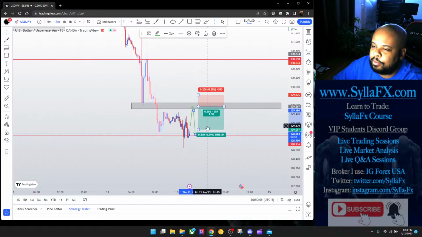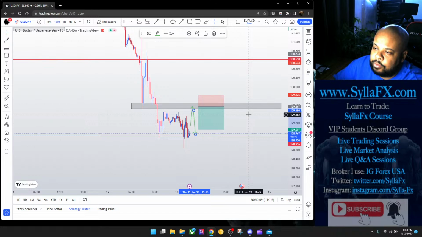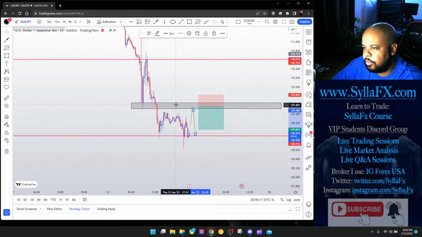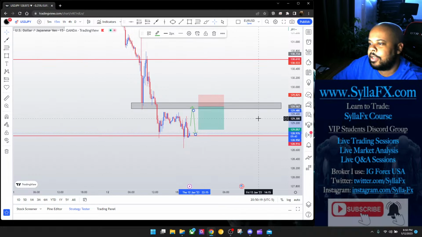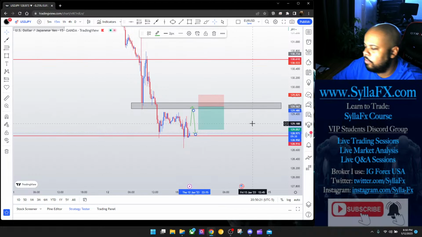So you want to see what price is telling you that it wants to do. Wait for the confirmation, wait for the wick in that zone to show that it's rejecting that zone, and then go with the direction. The overall direction is down, so we're looking for sales. You get the wick into the zone, you take a sell position there. It's as simple as that for that one.